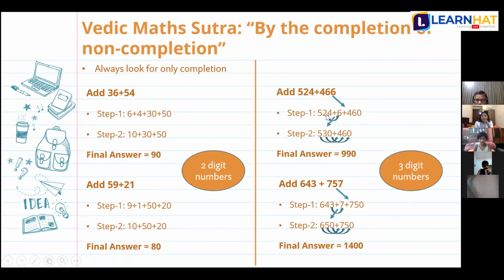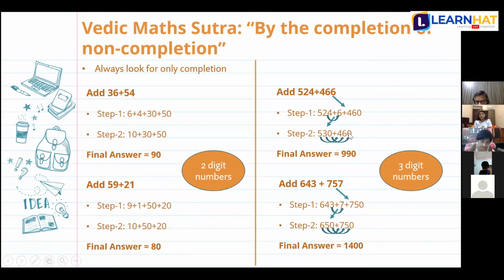Then what we need to do: 24 is there, 6 is here. So 24 plus 6 will become 30. Then 5 is already there, write that 5. So it becomes 530. Put this 460 as it is. So how do you add? Go one digit at a time from right to left. Always we should go right to left.